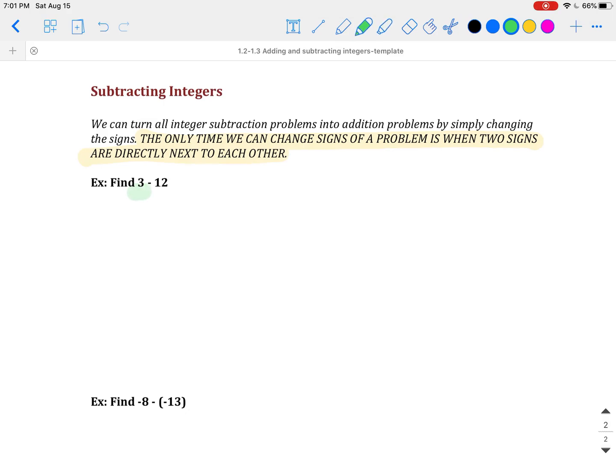So 3 is a positive. I'm going to underline that in green. 12 is a negative 12. There's a minus 12 next to that, so that's a negative 12. Okay? But we can also change that if we wanted to. Something that is equivalent to that is 3 plus negative 12. Okay? Plus and minus next to each other turn into a negative.